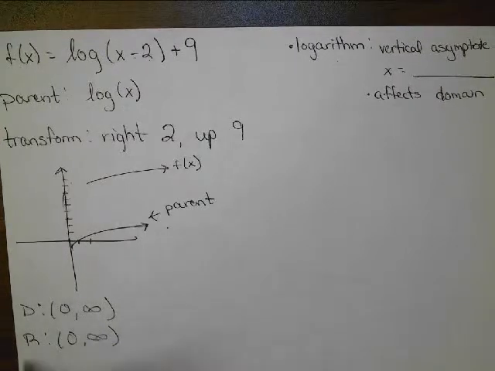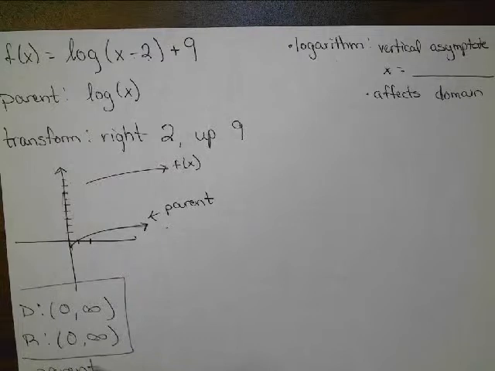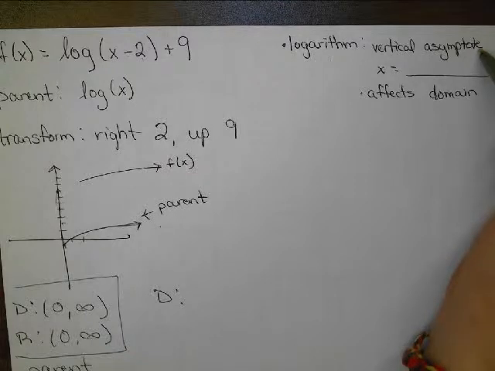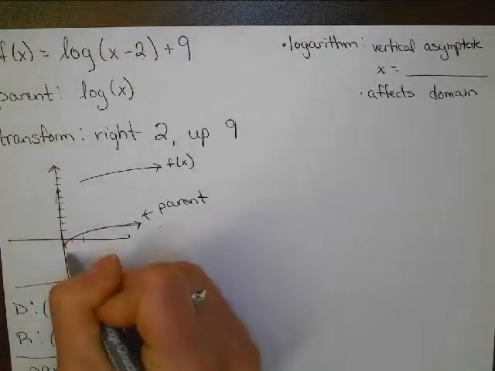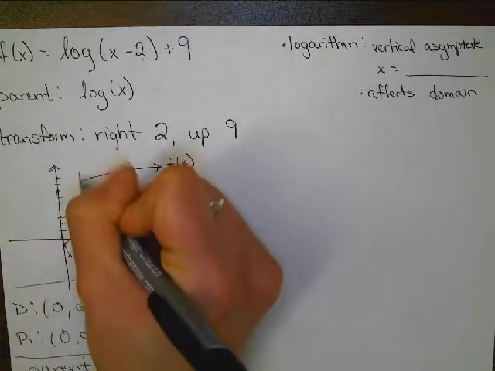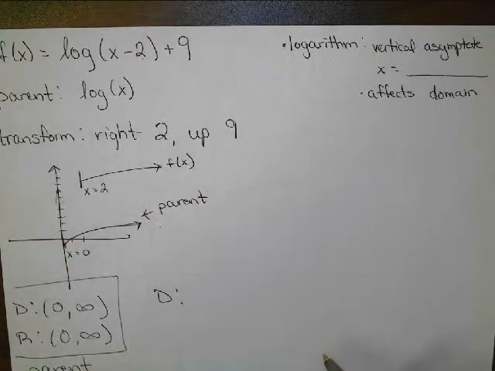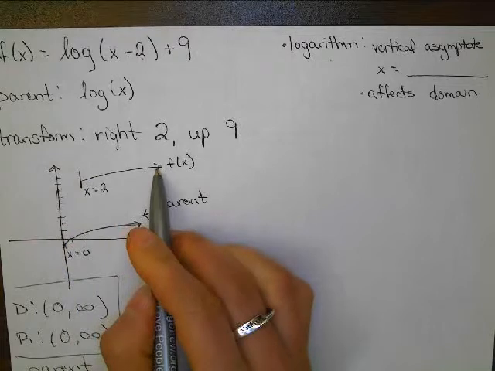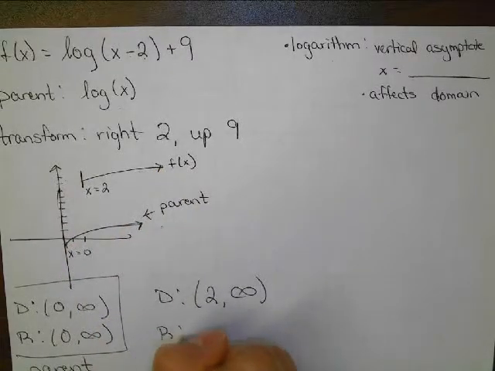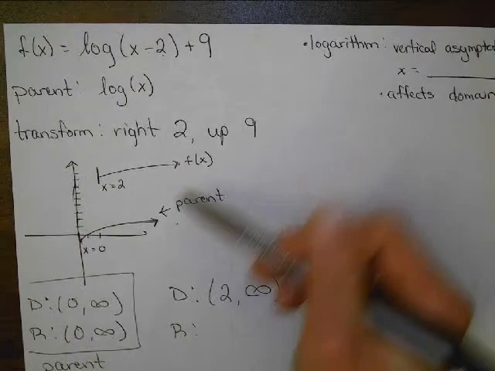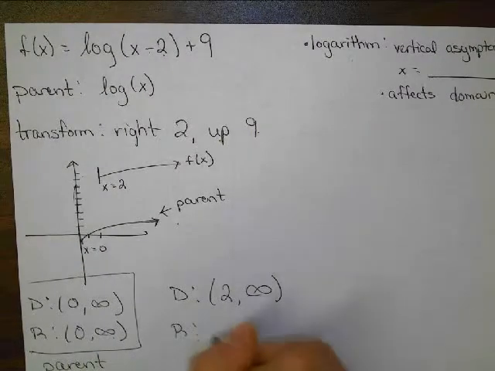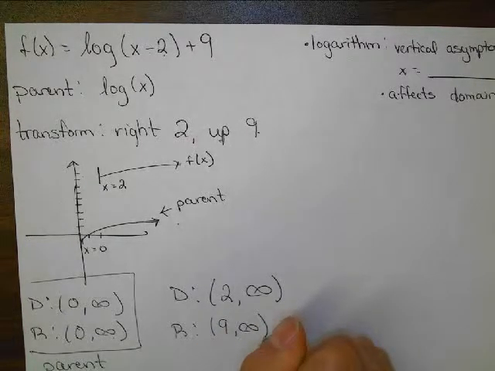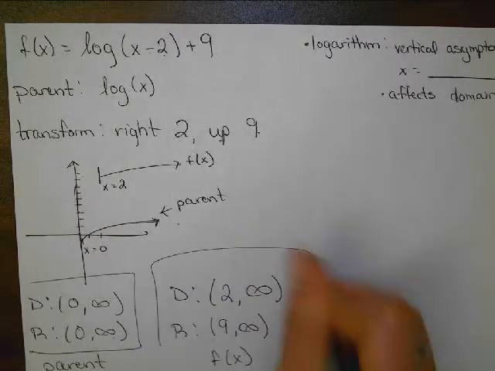That's my parent function, so that means my transformed function, because I moved right 2, my domain is going to change. Again, that also means my asymptote is going to change, because my parent function has an asymptote at x equals 0. But now that I moved right 2, my asymptote is at x equals 2, which means my domain must start at 2, and I go to infinity, forever to the right. My range here was from 0 to infinity, but because I moved up as well, my range now is from 9 to infinity. And that's for my f of x function.